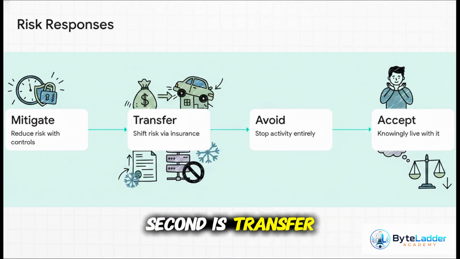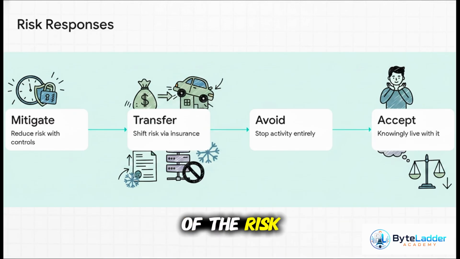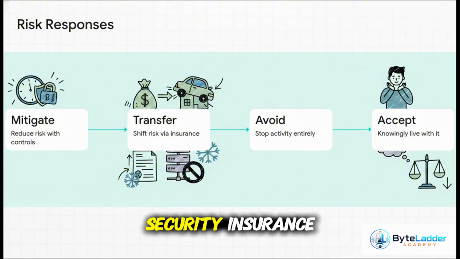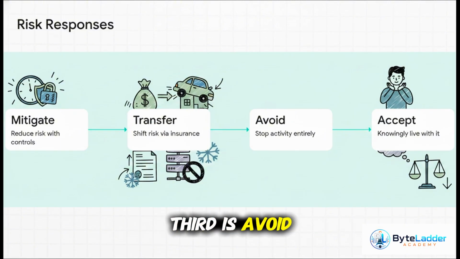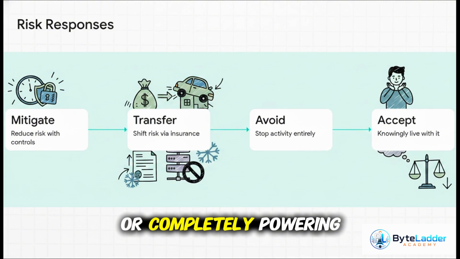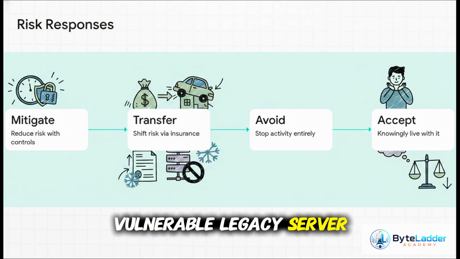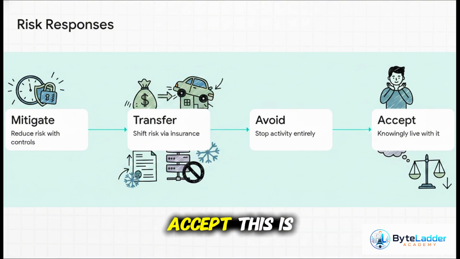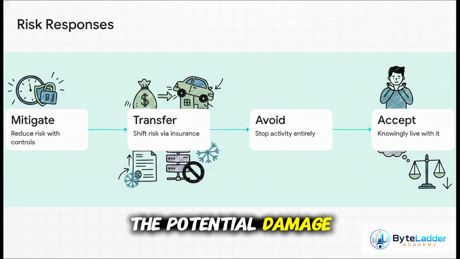Second is transfer. This means shifting the financial burden of the risk to somebody else. Think buying cybersecurity insurance or drafting up a strict third-party agreement. Third is avoid. This means stopping the risky activity entirely, like deciding, hey, I'm just not going to drive in this snowstorm, or completely powering down a highly vulnerable legacy server. And fourth is accept. This is where you knowingly live with the risk, usually because the cost or the sheer effort of fixing it far outweighs the potential damage.